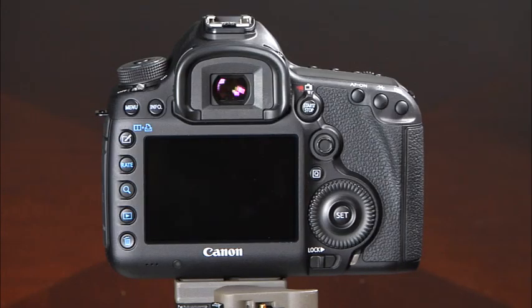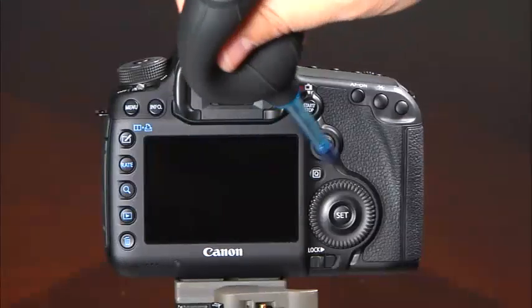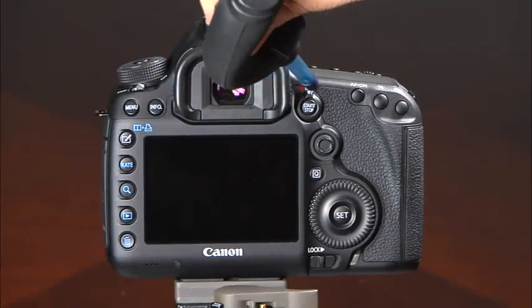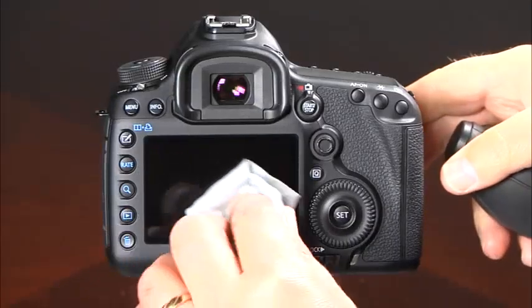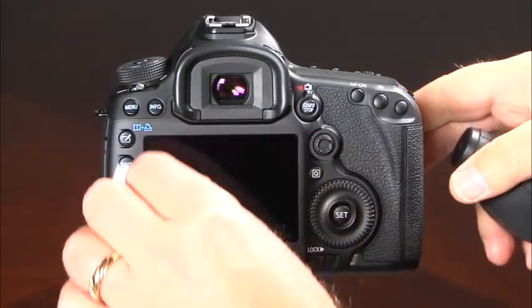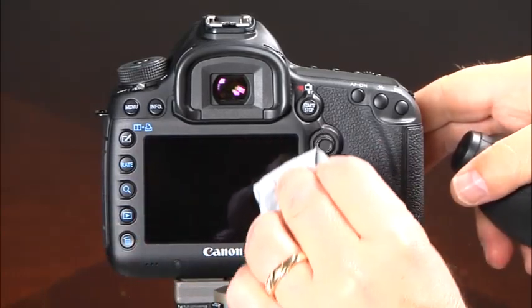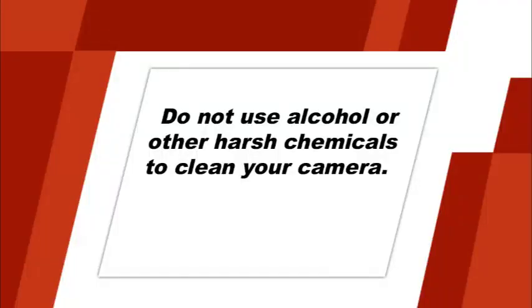To remove dust or lint from the camera body, a blower or brush is a good tool to have on hand. With either of these tools, you can also clean the lens, viewfinder, and mirror. To further clean the camera body, you can use a soft, dry cloth. Do not use alcohol or any other harsh chemicals.